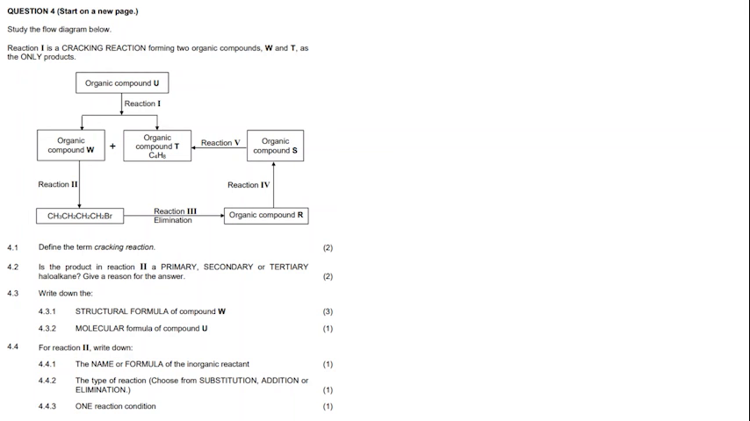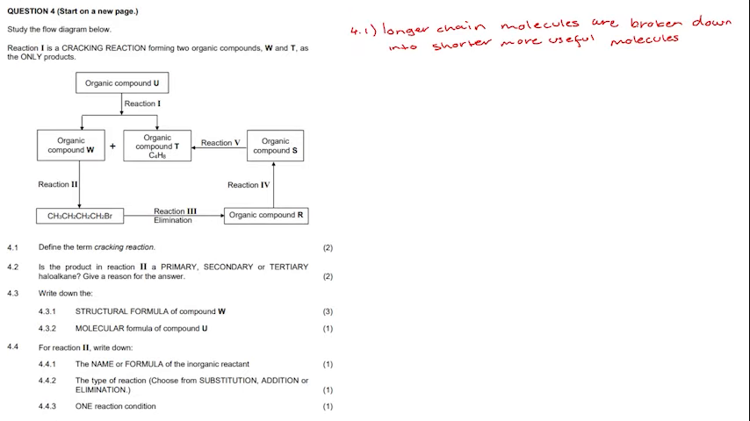Hi guys, today we're going to look at a question on organic reactions. Study the flow diagram below. Reaction 1 is a cracking reaction forming two organic compounds, W and T, as the only products. Question 4.1. Define the term cracking reaction. So a cracking reaction is the chemical process in which longer chain hydrocarbons are broken down into shorter, more useful molecules. Question 4.2. Is the product in reaction 2 a primary, secondary, or tertiary haloalkane? Give a reason for your answer.